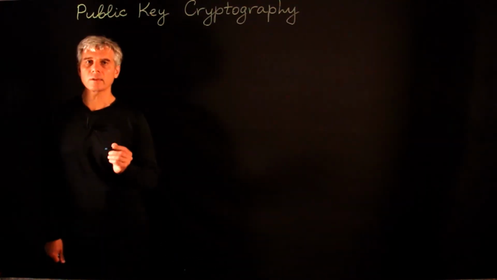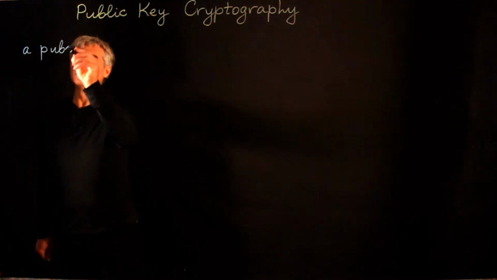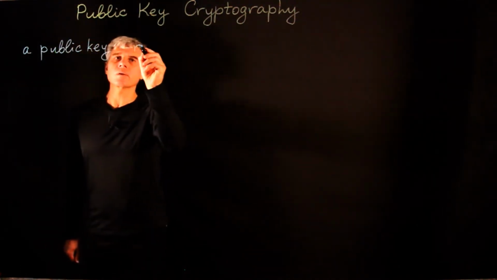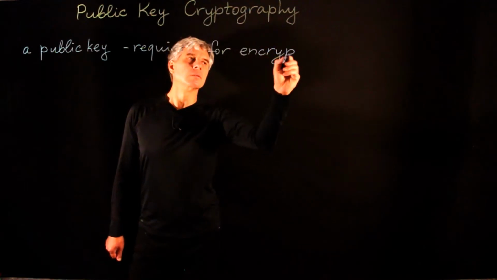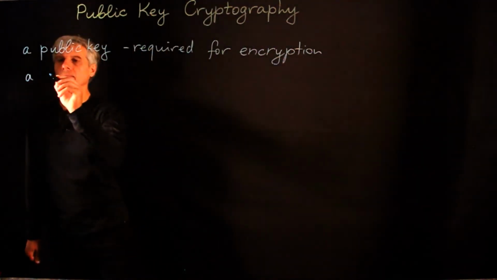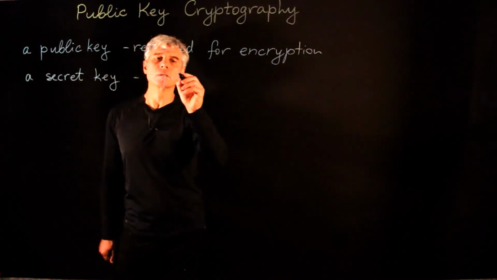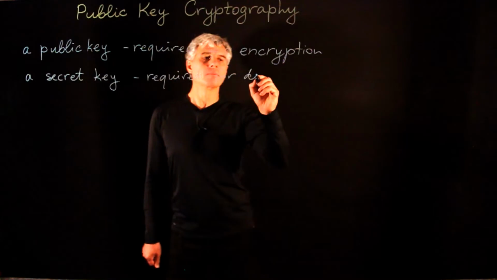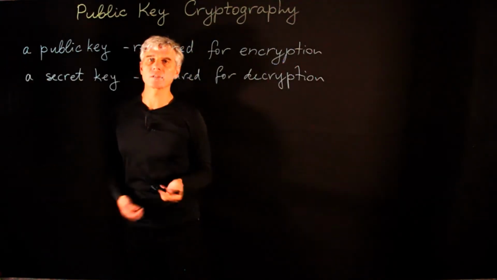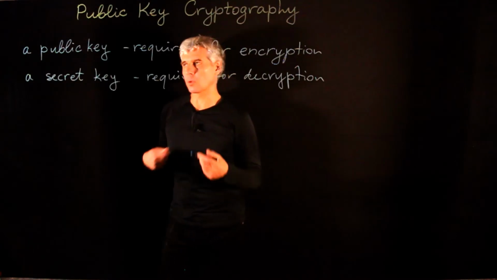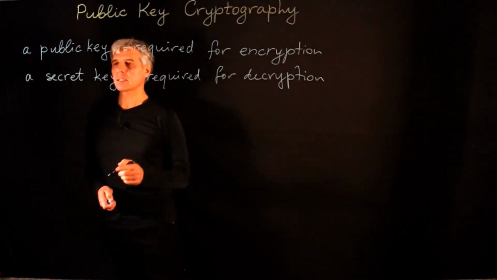two parties. The idea of public key cryptography is that we generate two keys. A public key, which is required for encryption, and a secret key, which is required for decryption. So a public key is public, that is, it could be posted on a website or embedded into website code, whereas a complementary secret key is kept secret.